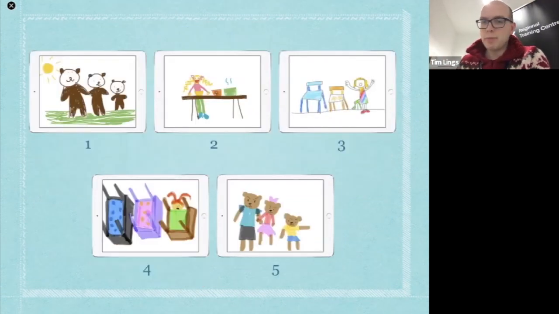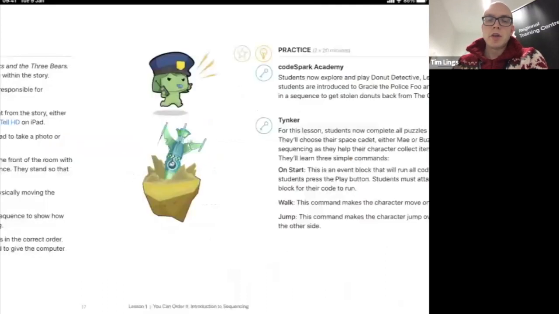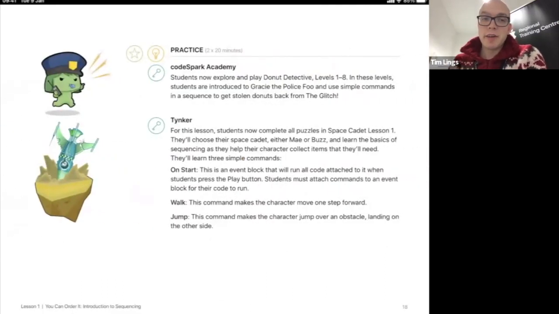There's all the different steps in the story of Goldilocks, all drawn nicely on an iPad. So you could spend a lesson doing that, just getting your head around sequencing. Then you're going to have a go at practicing it with one of these apps. So with Get Started with Code 1, you can use either CodeSpark Academy or Tinker. With Get Started with Code 2, it's just with Tinker.